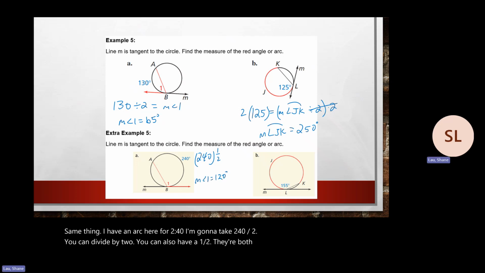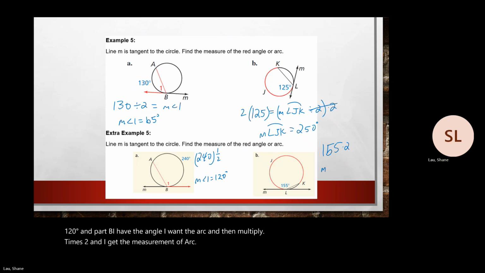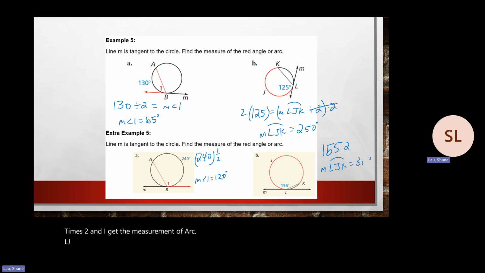120 degrees. And part B, I have the angle, I want the arc, I'm going to multiply times 2, and I get the measurement of arc LJK is equal to 310 degrees. That should be pretty straightforward.